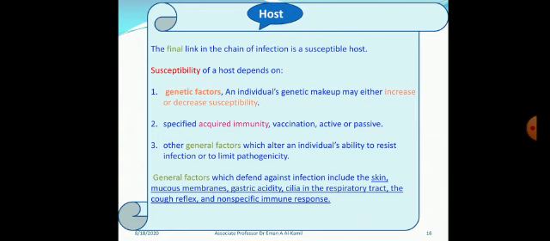Other general factors alter the individual's ability to resist infections or to limit pathogenicity. General factors which defend against infections include skin, mucous membrane, gastric acidity, the cilia in the respiratory tract, cough reflex, and the non-specific immune response. All these factors are regarded as the natural immunity or natural defense mechanism of the body against different types of infection.